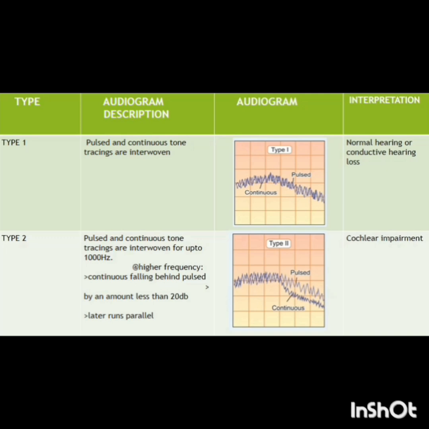In type 1 Bekesy audiometry, the pulsed and continuous tone tracings are interwoven, which is normally seen in normal hearing or a conductive hearing loss. Type 2 is often seen in cochlear impairments, where the pulsed and continuous tone tracings are interwoven up to 1 kHz, and at high frequency the continuous falls behind the pulse by less than 20 dB and runs parallel later.